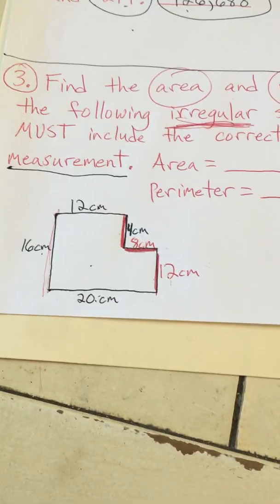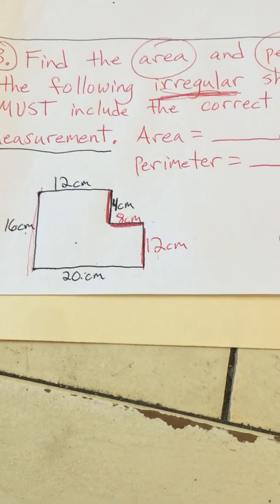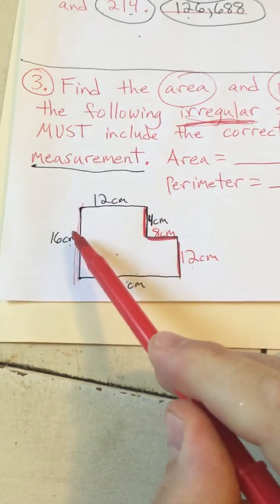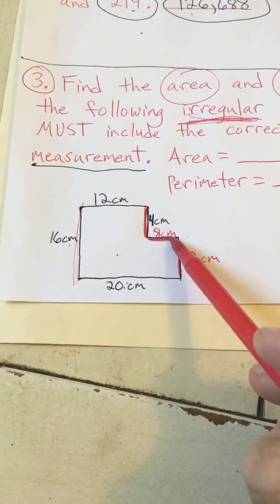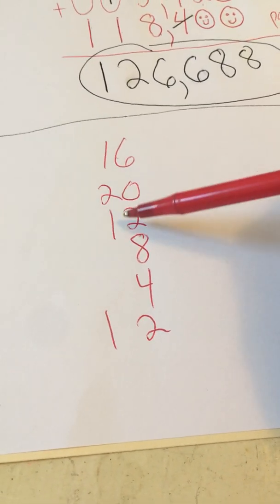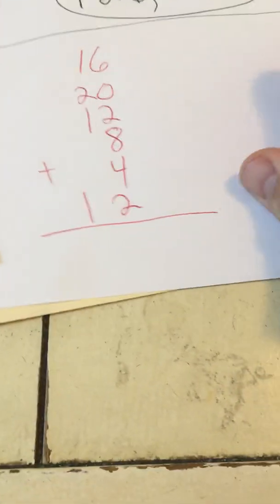Let's start with the perimeter because we'll just add up the sides. So we're going to add 16 plus 20 plus 12 plus 8 plus 4 plus 12. Then I'm going to make sure I count them all. 1, 2, 3, 4, 5, 6 sides. So I should have 6 numbers. Good. Since there's 2 12s, it would be easy to miss one of those.